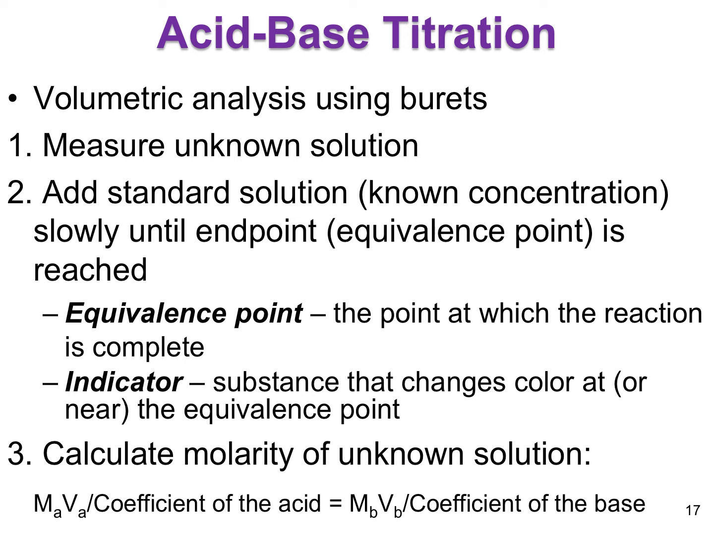The formula is the molarity of the acid, M sub A, times the volume of the acid, V sub A, divided by the stoichiometric coefficient of the acid in the balanced neutralization reaction, equals the molarity of the base, M sub B, times the volume of the base, V sub B, divided by the stoichiometric coefficient of the base in the balanced chemical reaction.